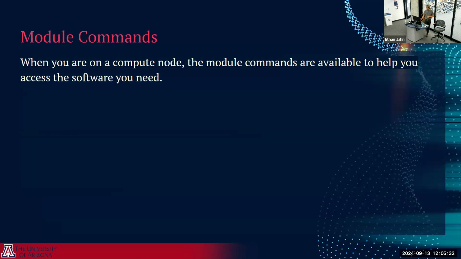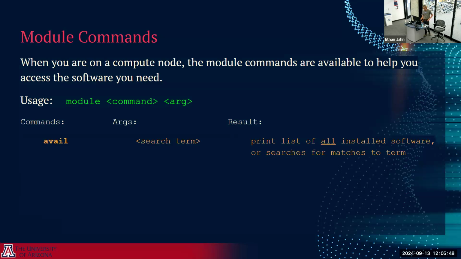So the module commands, we can review the different types of module commands. When you're on a compute node, the module commands are available. So the usage would be module, the type of command, and then any arguments that need to come after it. So here are the different options. If I type module avail and provide nothing after it, it will print a list of all installed software. If I do provide a search term, then it will print all matches to that search term.